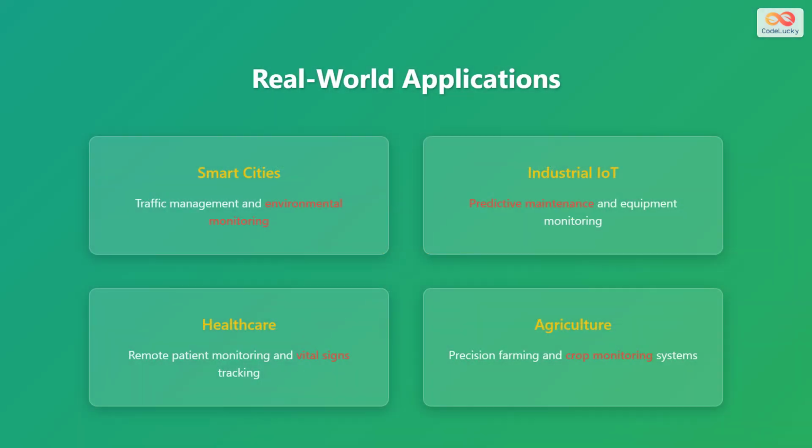IoT is transforming various industries and enabling innovative applications. Some real-world applications include smart cities, which use IoT for traffic management and environmental monitoring, industrial IoT, which leverages IoT for predictive maintenance and equipment monitoring, healthcare, which utilizes IoT for remote patient monitoring and vital signs tracking, and agriculture, which employs IoT for precision farming and crop monitoring systems.